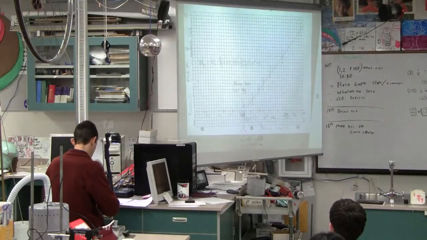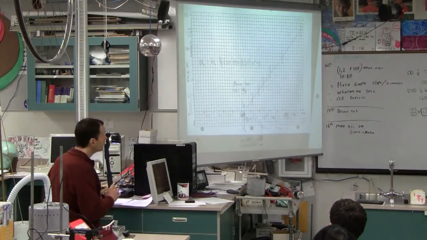Regular white paper so we can see what you're writing. Say it again? Can you write it on regular white paper so we can see what you're writing? Or on the board? 525 e to the 12.